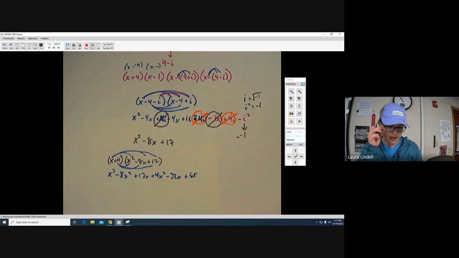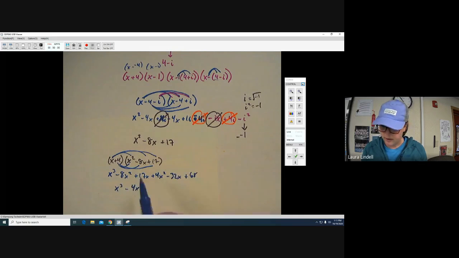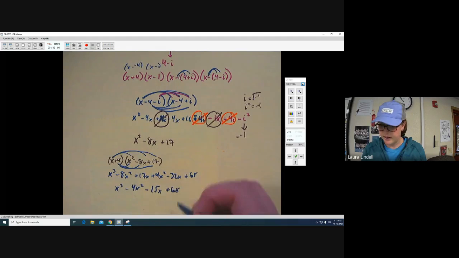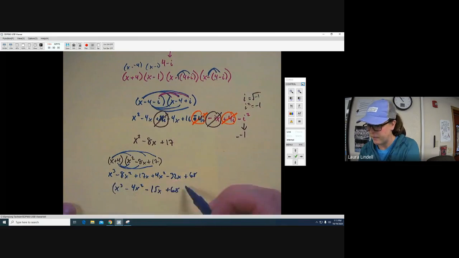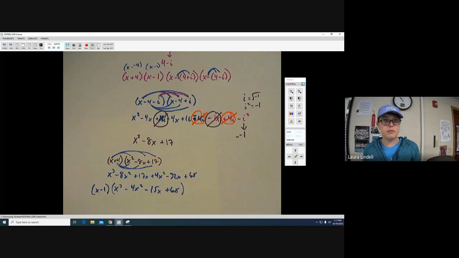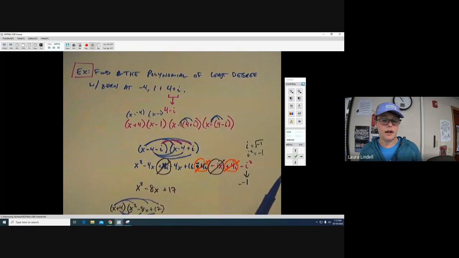Then we have to combine our like terms here. So we get x to the third minus 4x squared, since we have minus 8x squared and plus 4x squared. And then minus 15x plus 68. And then we have to deal with our last zero here, the x minus 1, or our last factor here. So we multiply this by the x minus 1. And once we do that and simplify, that will give us our polynomial of least degree with these 4 zeros of -1, 4, 4 plus i, and 4 minus i.